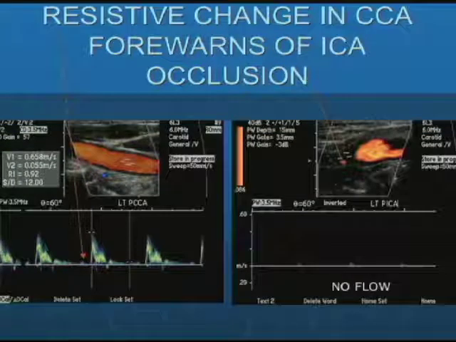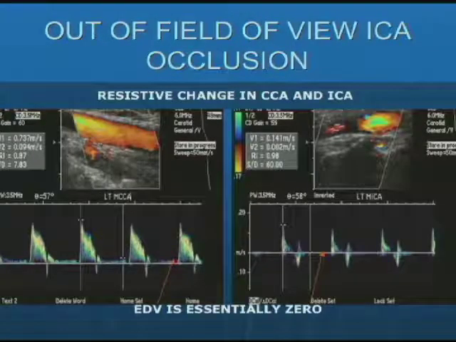And here we see the left again with low diastole in the proximal common carotid artery and absent flow in the internal carotid artery because of occlusive disease. Now, an out-of-the-field ICA occlusion would look like this.